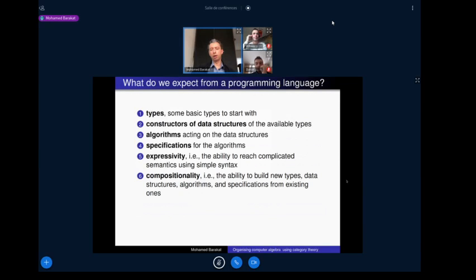Compositionality, this is now the name of the journal of the applied category theory community. So this should be somehow a bit more general than just composability. So compositionality means composability everywhere. Yeah. So the ability to build new types, data structures, algorithms, and specifications from existing ones. You want, of course, to enlarge your system. Okay. And I hope you see all of these 6 things in the talk. So I hope to be able to convince you that category theory naturally offers all of the above and much more.